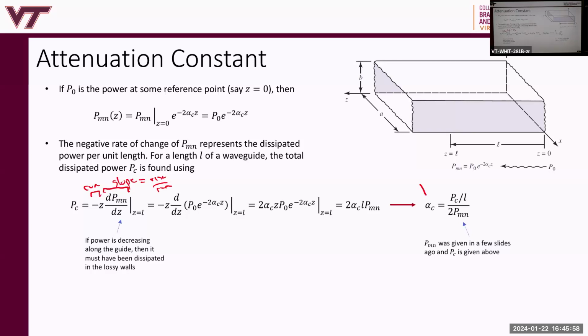Okay, so we solve for alpha c. Pc divided by L, so here's L, here's Pc. So Pc equals 2 alpha c L Pmn. We know what Pmn is, we found it a few slides ago, and Pc is given here. So alpha c depends on the power dissipated in the conductor per unit length divided by 2 times the power in the mode, evaluated at z equal to L.